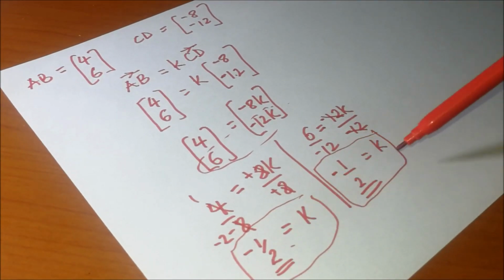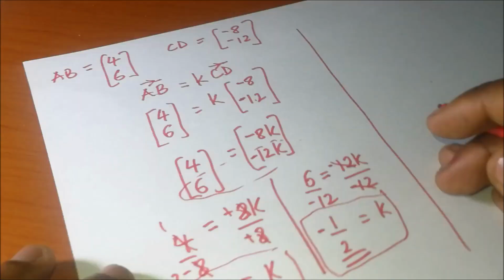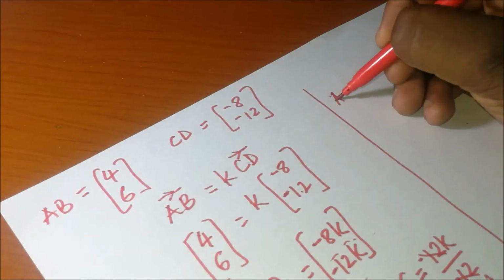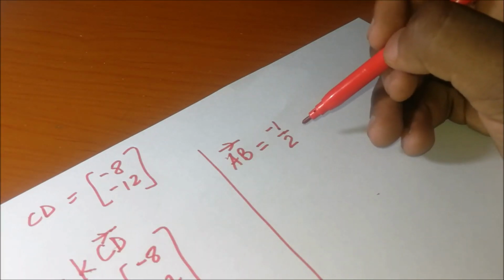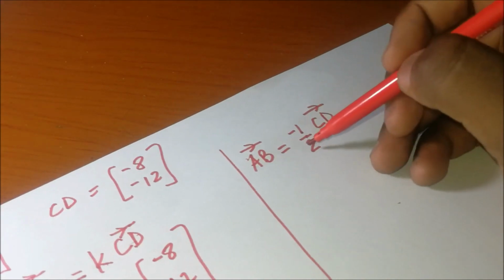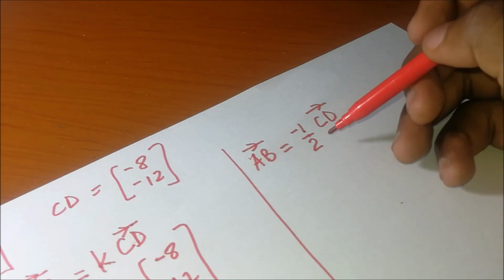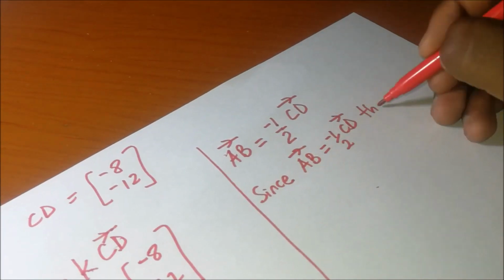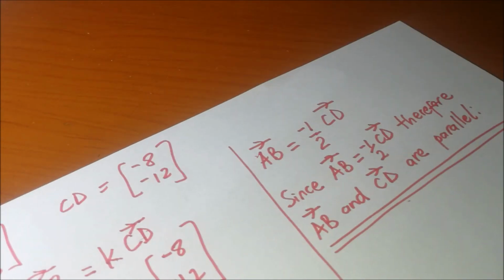They are the same. So because they are the same, it means that this has now become this. It means that AB is equal to our value of k, which is negative a half, times CD. So now that we have got a scalar which is connecting these two, we conclude that AB is parallel to CD. Like that, let's try another example.